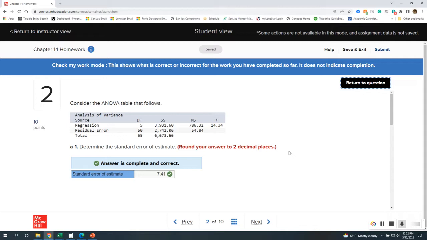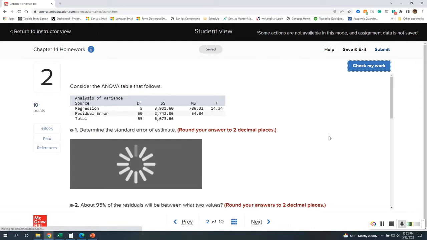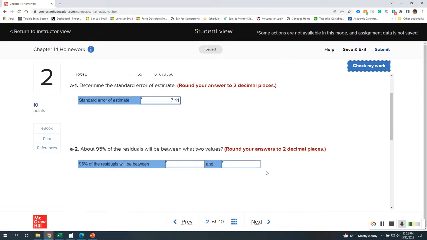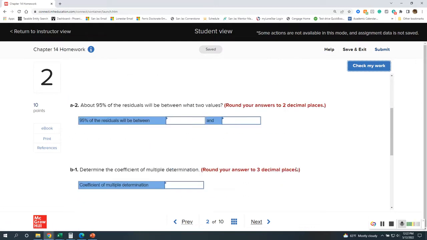Okay, so that makes it a little bit tough there. But if anything, if it's not working, take the square root of MSE, and you will actually come out to it. Crazy, I know. And then we're just on question number 2. Okay, about 95% of residuals will be between what two values?